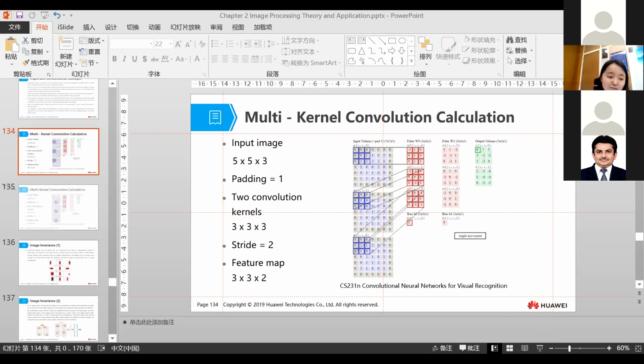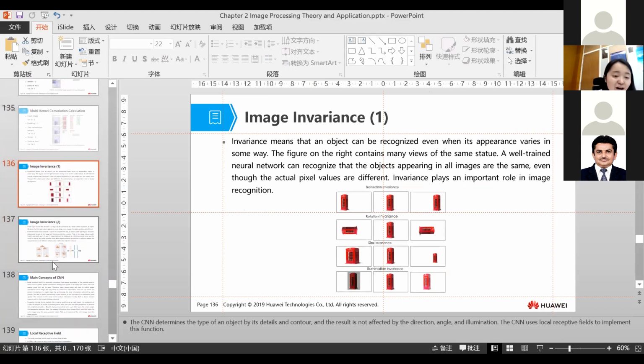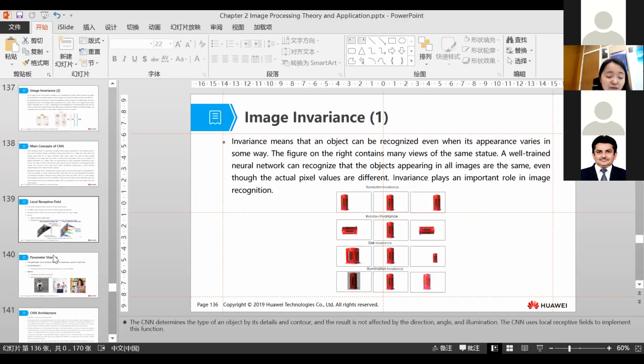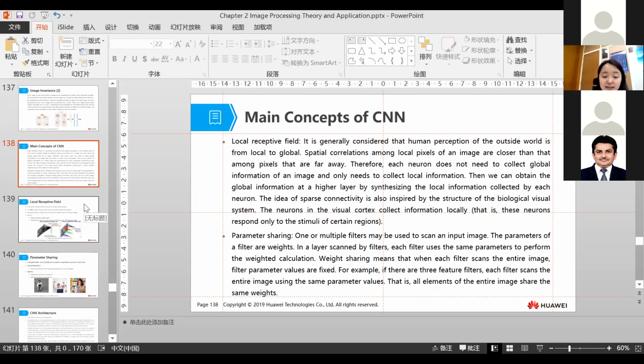Time's up. Tomorrow we'll continue to talk about convolutional neural networks, why they can extract information from images, and the main concepts of the CNN. So that's all for today. Yes, please.